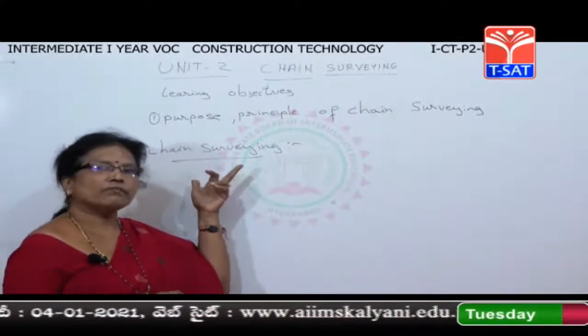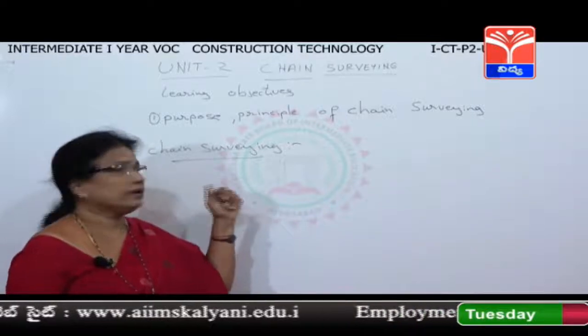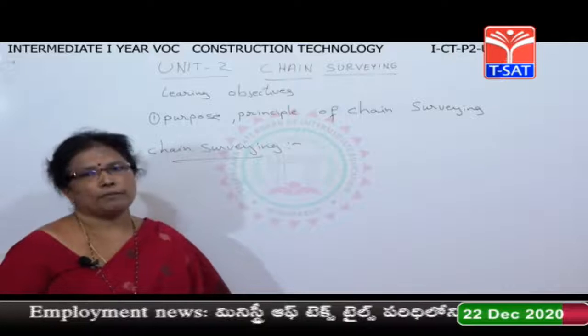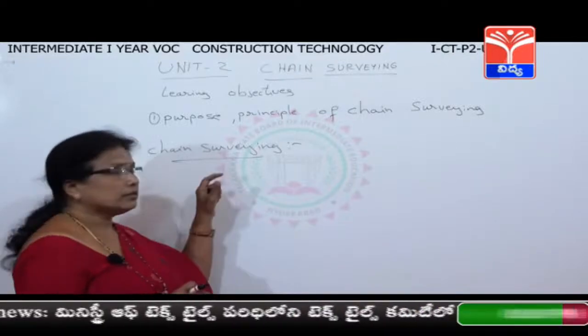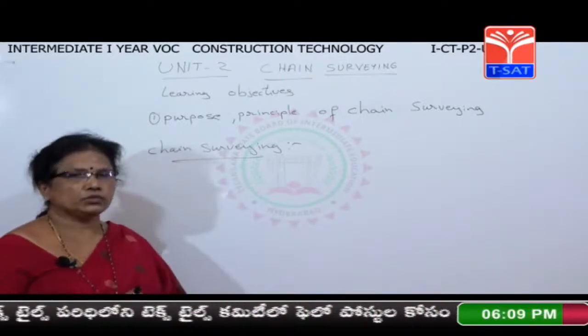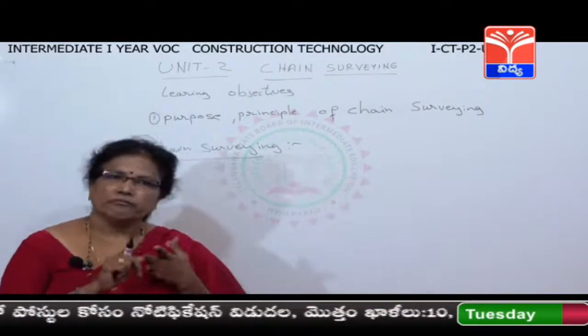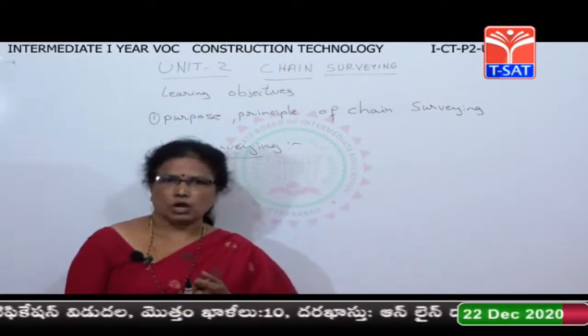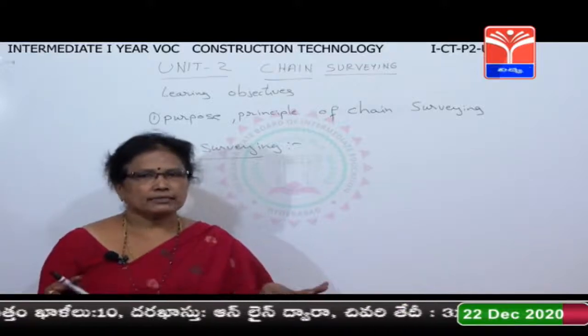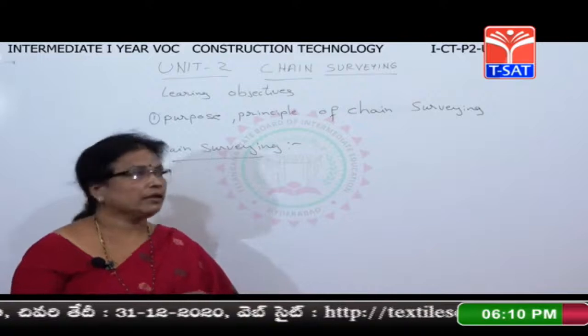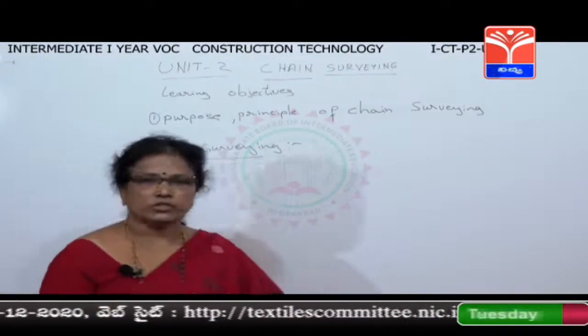It is only applicable for small areas, and this is also adopted when large scale mapping is required. So, these are the three situations where we are going to use a chain survey. What are those three? Where the area is small, where the area is plain, and where large scale mapping is required. There we are going to use chain survey.